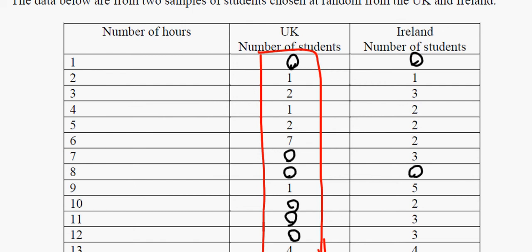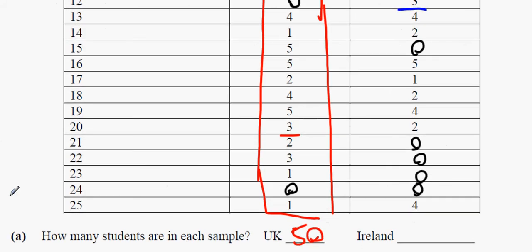So I'm going to start here and count how many students there are. So it's going to be 1 plus 3 plus 2 plus 2 plus 2 plus 3 plus 5 plus 2 plus 3 plus 3. Currently here. Plus 4 plus 2 plus 5 plus 1 plus 2 plus 4 plus 2 plus 4. And there's also 50 from Ireland, so there's an even sample of each one, okay?